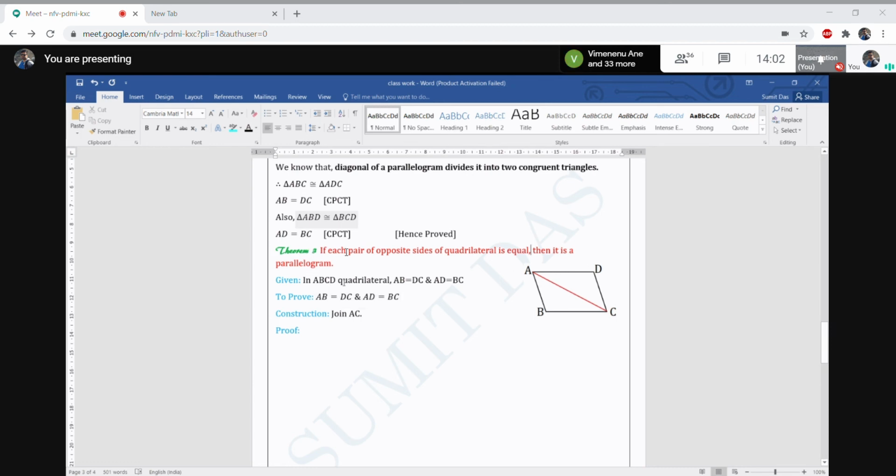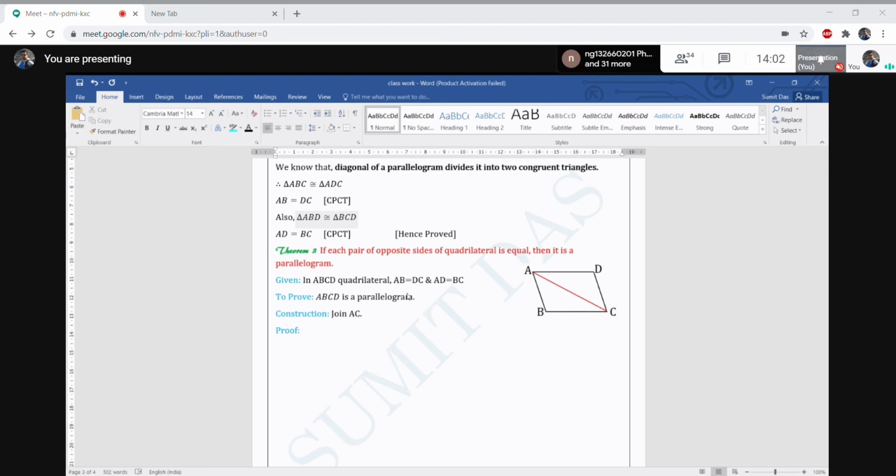So in ABCD quadrilateral, AB and DC are equal and AD and BC also equal. We have to prove that ABCD is a quadrilateral. Sorry, parallelogram. Okay. So how to prove?